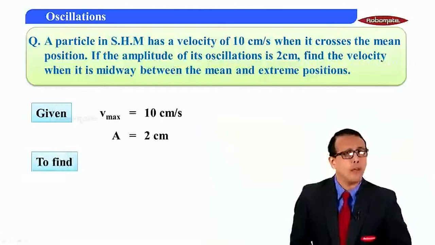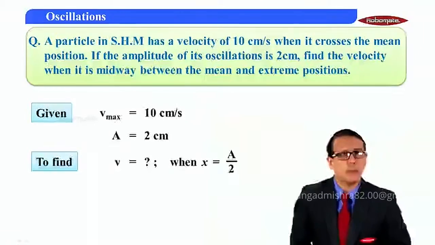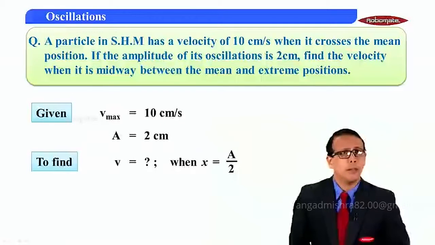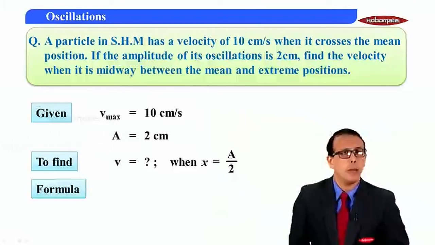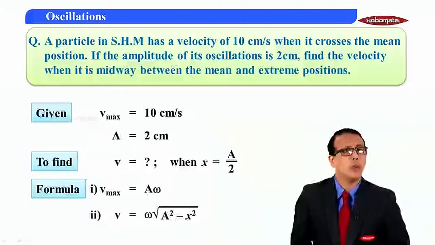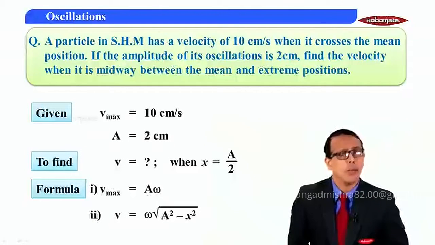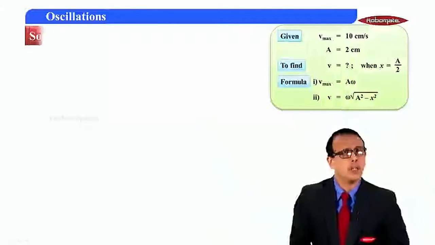To find, we have to find the value of instantaneous velocity v when the particle is midway between mean and extreme. That means when x is equal to A by 2. Formula: as Vmax is given, we will use Vmax is equal to A omega. Also, we want to find the instantaneous velocity, so v is equal to omega root of A square minus x square. So, let's start with the solution, students.